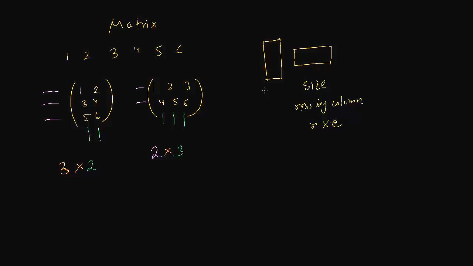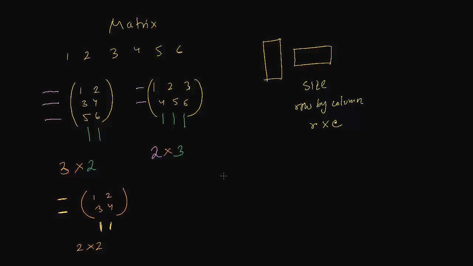When we have these matrices, it is possible to have a square matrix. A square matrix is simply where the number of rows and the number of columns are equal. So this can be 1, 2, 3, 4. So here we have 2 rows and we have 2 columns. So this is a 2 by 2 square matrix.